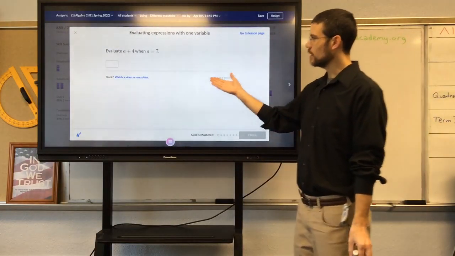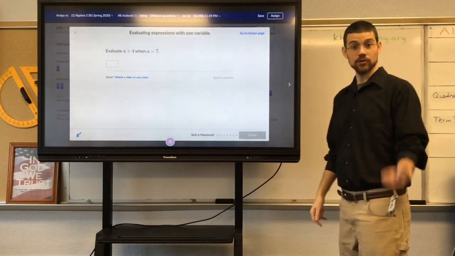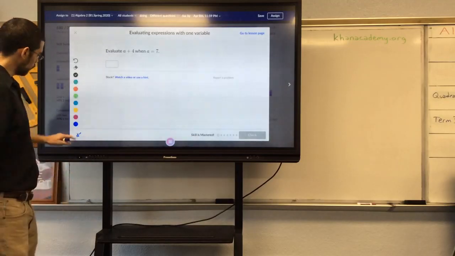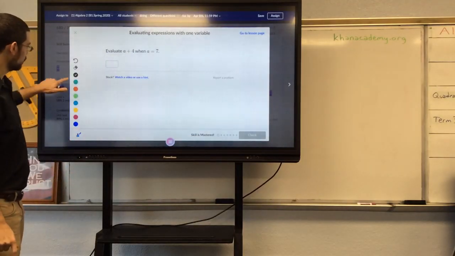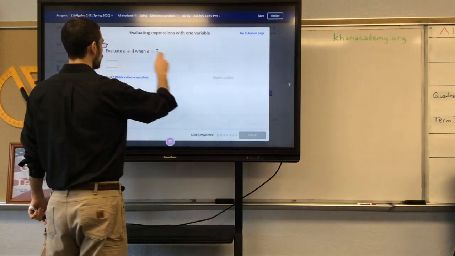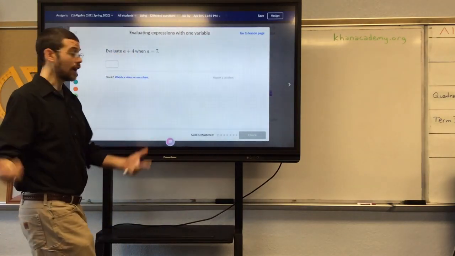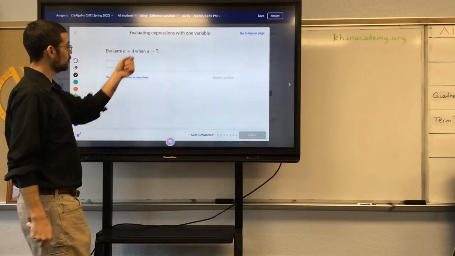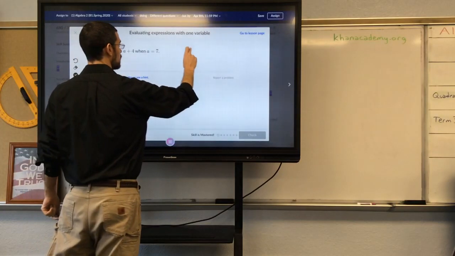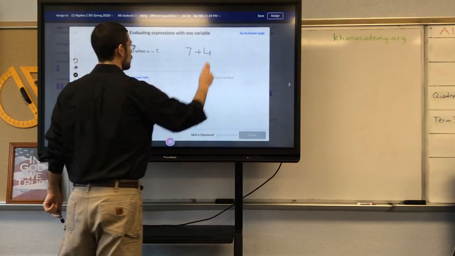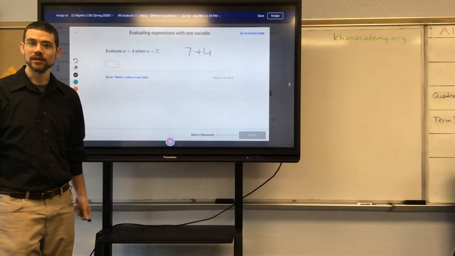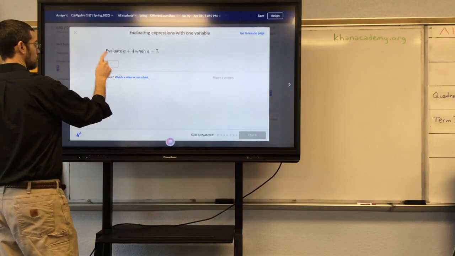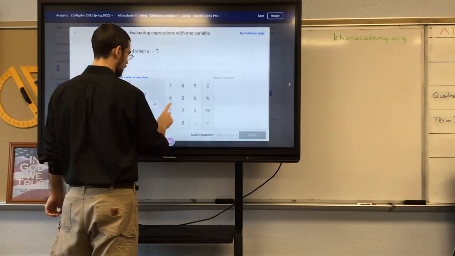All right, evaluate a plus 4 when a equals 7. Okay, a plus 4 is our expression, and if we click this symbol in the bottom left corner, we can write on the board. So they say a is 7, so I can replace a with 7. That's called substitution. I am substituting 7 for a, so I'll write 7 plus 4. And evaluate is just a fancy word that means solve or simplify. So 7 plus 4 is 11. And we'll put that answer where they expect it.